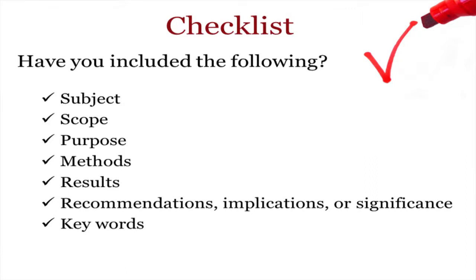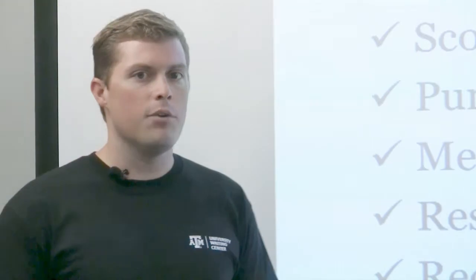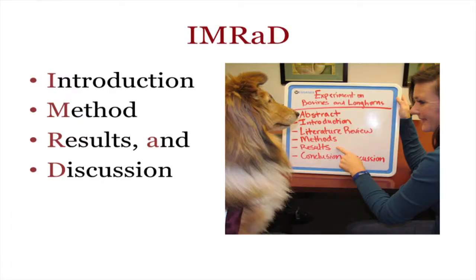Most abstracts include some version of the following elements: the subject, the scope, purpose, methods, results, as well as recommendations, implications or significance, and keywords. Remember to keep in mind IMRAD.